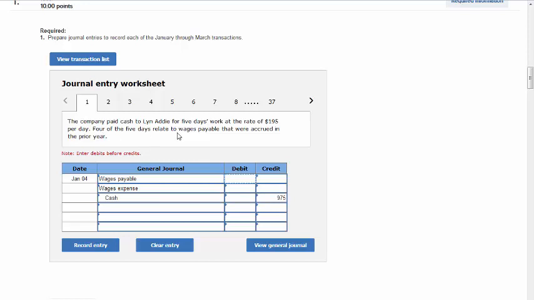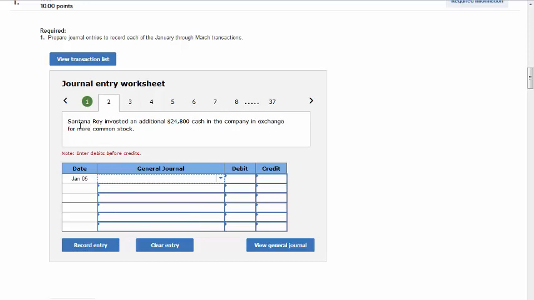And 4 of the 5 days relates to wages payable. So my payable will be 4 times 195. That'll give me 780. And remember, every journal entry has to balance. So 1 day times the 195, that will be 195. Or I could take the 975, subtract the 780, and I should be able to back into the 195. So that's all you need to do. And then you want to record the entry, and you're ready for number 2.